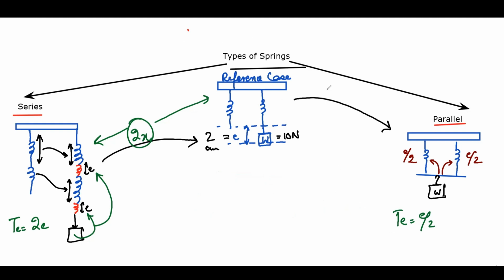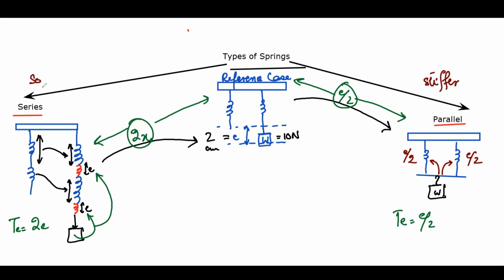So what we are left with is that in this case, the extension has halved between parallel and my reference case. Now, can you make a comparison right now? Which one of the 2 situations, series or parallel, has caused my system to become softer? Which one has caused my system to become stiffer? So this one causes the system to become stiffer, and this one causes the system to become softer.